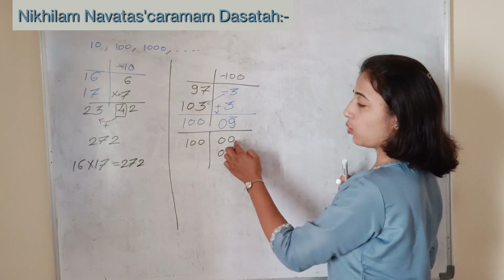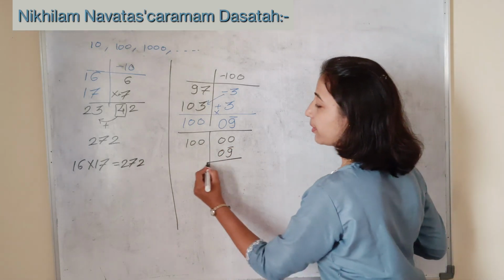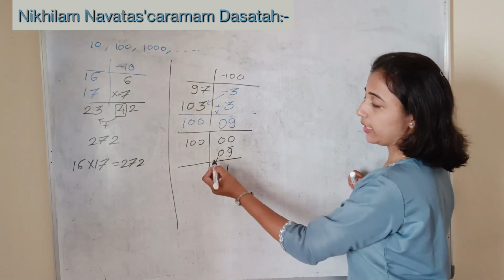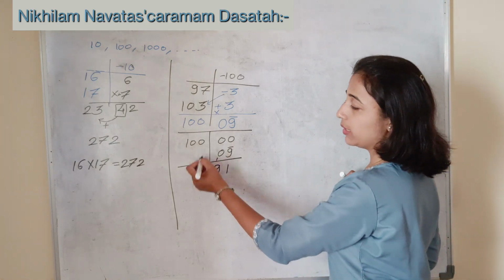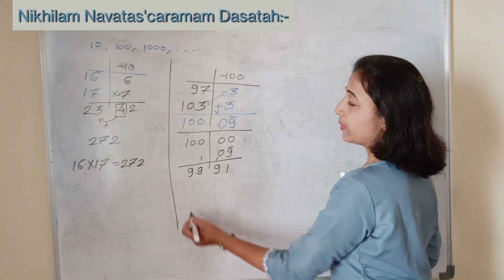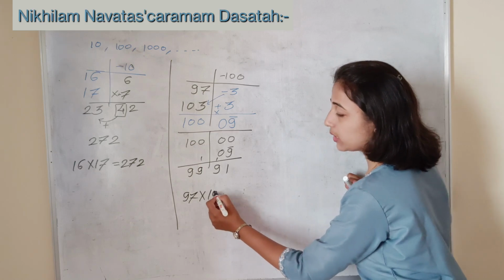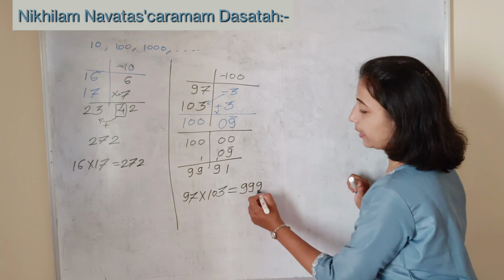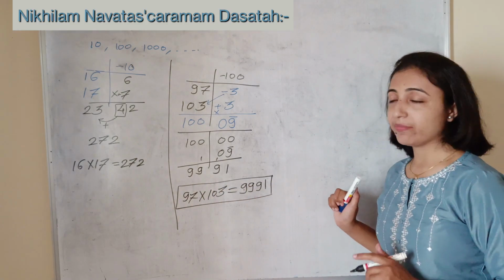So consider this a whole number and subtract this 9 from this number. The subtraction is 10 minus 9 is 1, carry forward. Again it is 10 minus 1 is 9, the carry forward. So it is 9, 9. That means the product of 97 and 103 gives the answer 9991. This type of question we have discussed in the previous video.